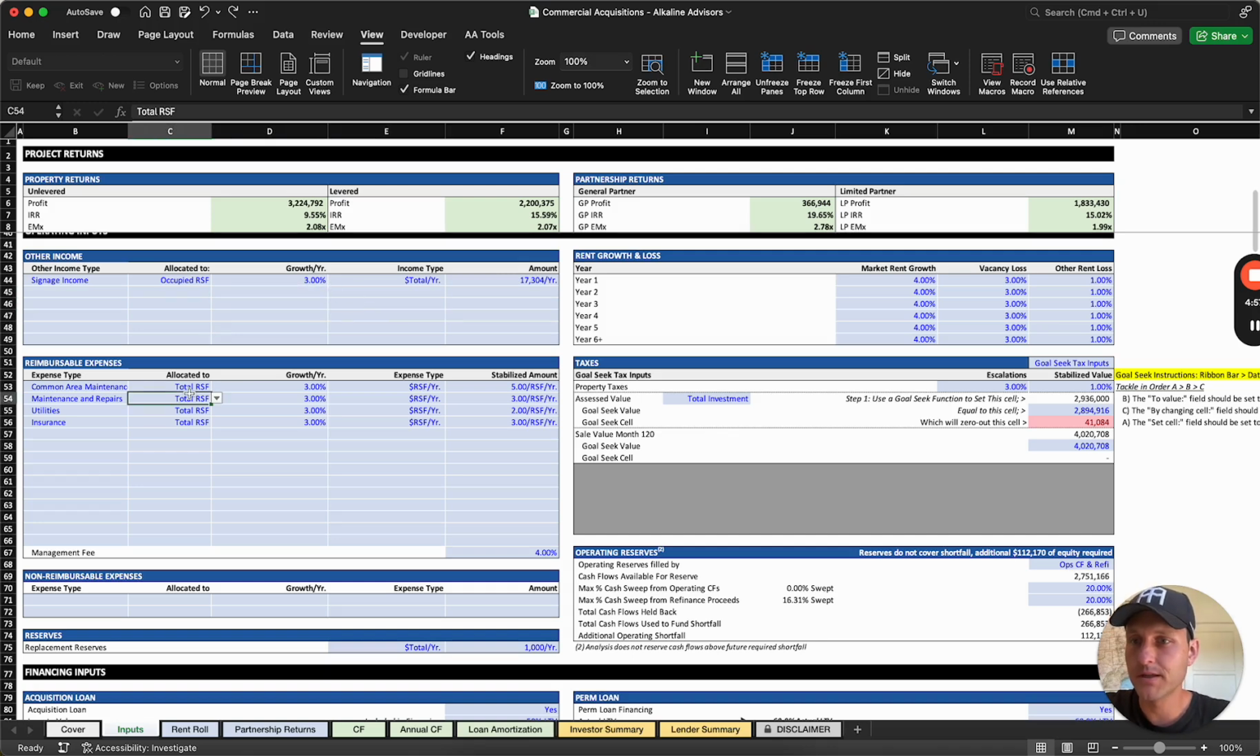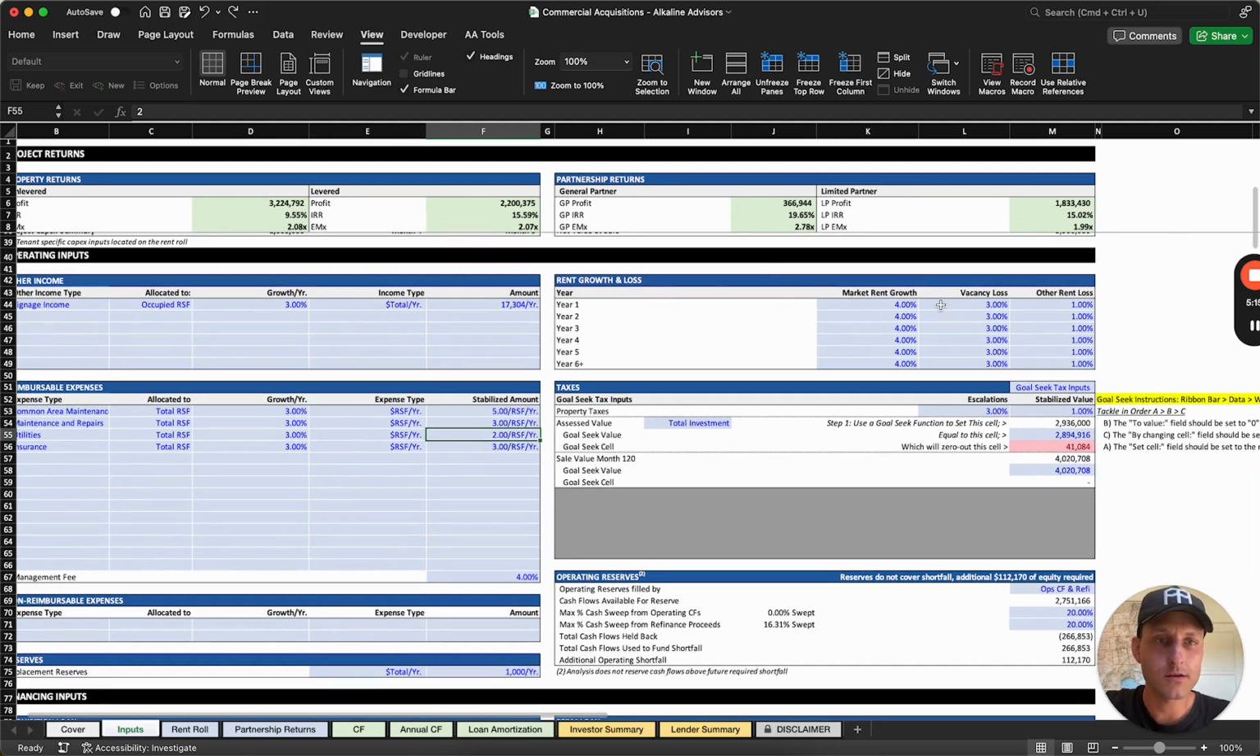So we have the same inputs for the reimbursable expenses and also the non-reimbursable expenses. You can choose occupied or total, and then a growth rate for each line item. Expense type, is it total per year or square foot per year, and then what that stabilized amount is. Rent growth and loss. We have some factors attributed to market rent growth in different years, some for vacancy loss, and then some for other rent loss, just so you can capture any potential loss or underwrite this a bit more conservatively or more aggressively if that's what you'd like.